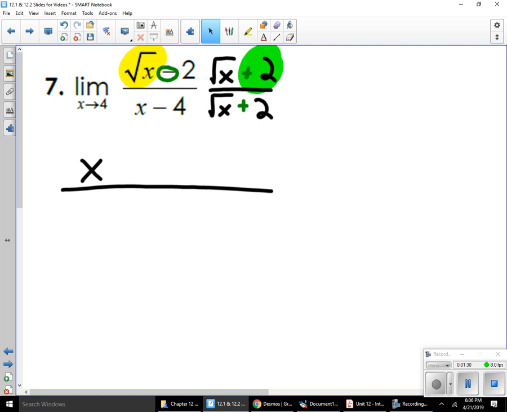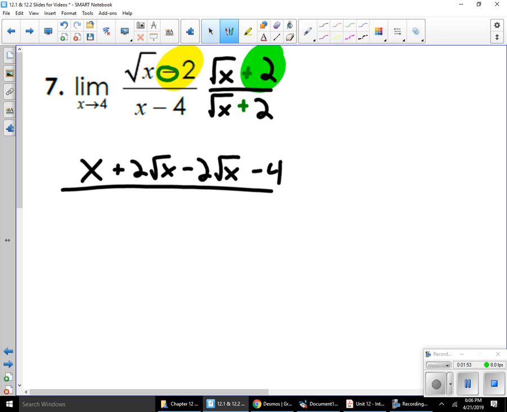So since we're doing FOIL, we'll do the outsides first. We've got a root x times 2, which is just 2 root x. And then we get our inside terms, negative 2 and a root x, which is a minus 2 root x. Notice those are opposites. Those are going to cancel. That's why we multiply by conjugates. Last but not least, negative 2 times 2 is negative 4. And so before I forget, those are gone.